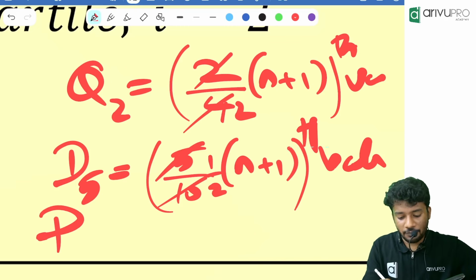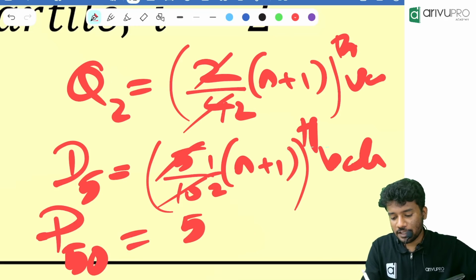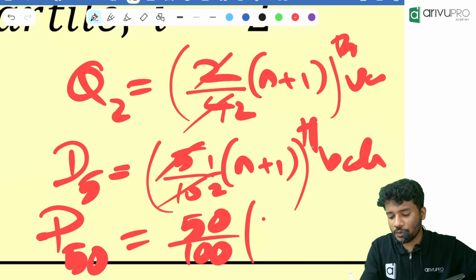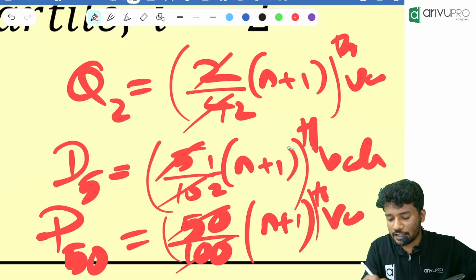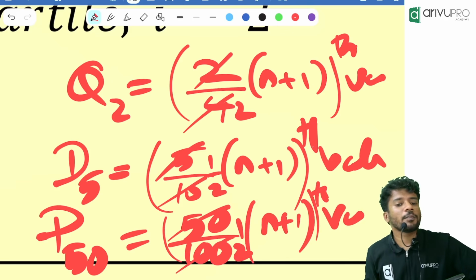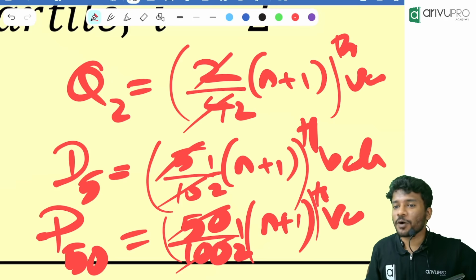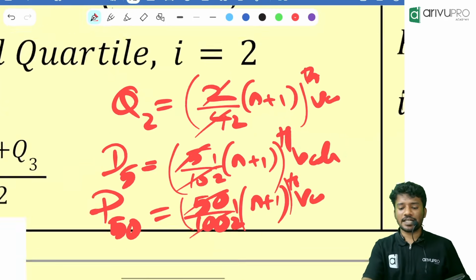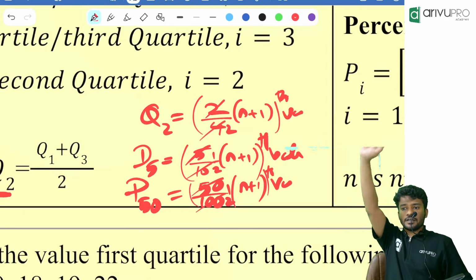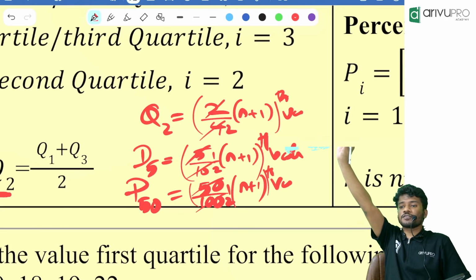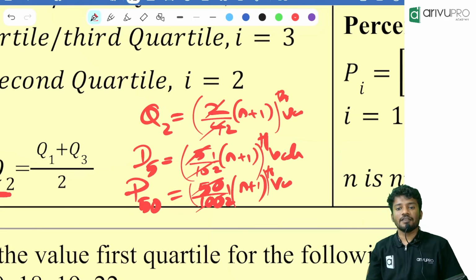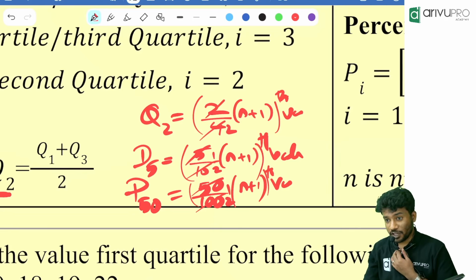What is that? Median. People, if it is P50, how will I write? 50 divided by 100 into n plus 1 th value. Now 50 and 100 got cancelled, and 1 by 2 will remain. That means it is the median. So in general, Q2, D5 and the 50th percentile are all the median itself. Remember that. Multiple questions are based on that concept.